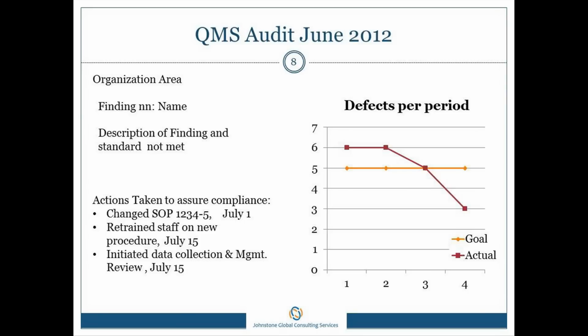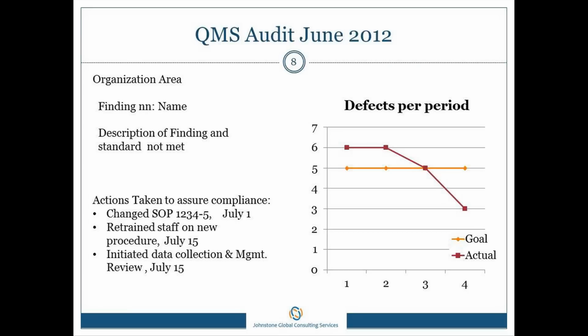So here's a simple little slide that you can use when you're having a follow-up audit. The purpose of a follow-up audit is to confirm that you've actually taken corrective action in response to a finding. At the top of this slide, we have the audit that the finding occurred in and the date. So this was a QMS audit of June 2012. The organization area, that would be the name of the organization like purchasing or quality or logistics that was responsible for taking the corrective action. The finding number and a short name for it, and then a more detailed description of the finding and whatever the standard was that you failed to meet.